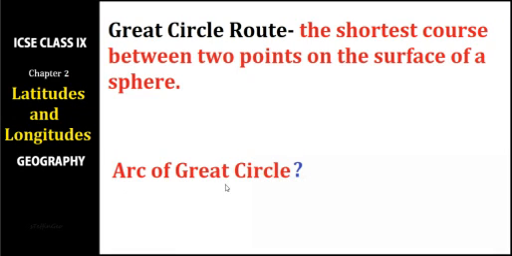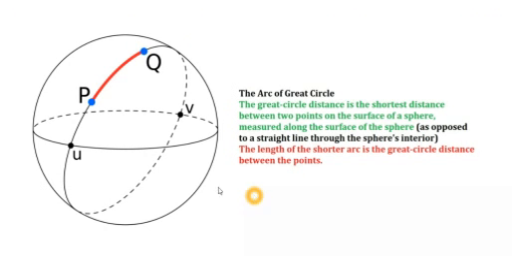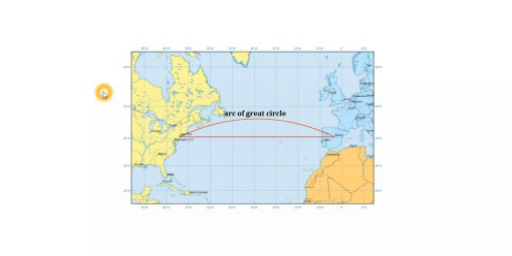Then there is another topic, the arc of a great circle. If you see this diagram, this entire circle is called a great circle, or this route can also be called a great circle route. But imagine we want to travel from P to Q, only this much. So only this much distance is called the arc of the great circle. The entire circle is the great circle. So this distance is the great circle route distance, and this arc is called the arc of the great circle. Clear?